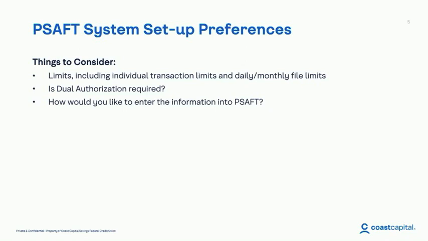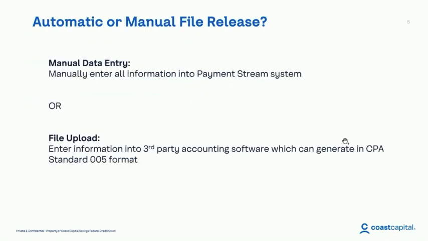Now, how do you want to put this information into the AFT system? There are 2 ways to do that. The most common for stratas is manual data entry. What that means is you would log in to the Payment Stream system with all your owner's account information and transcribe that in there along with the amounts you're collecting, frequency, all that kind of stuff.